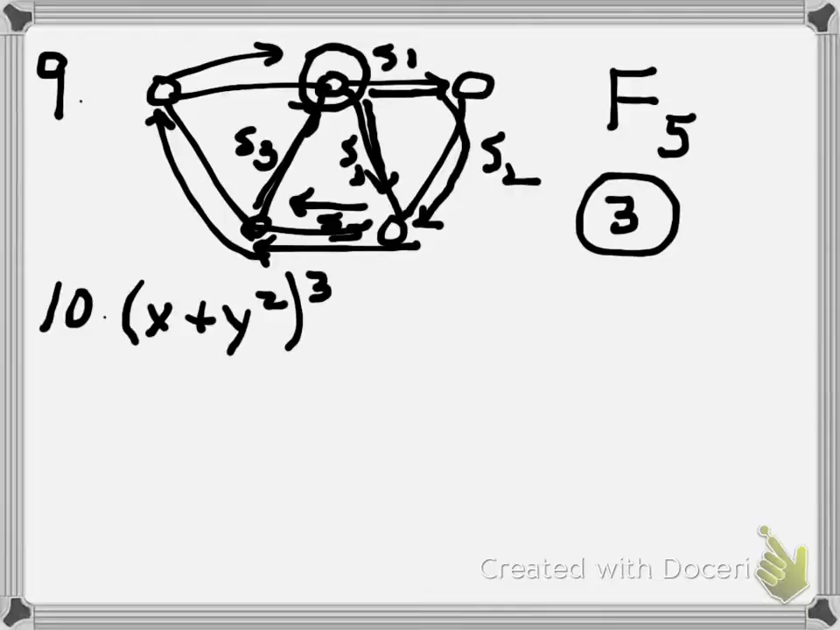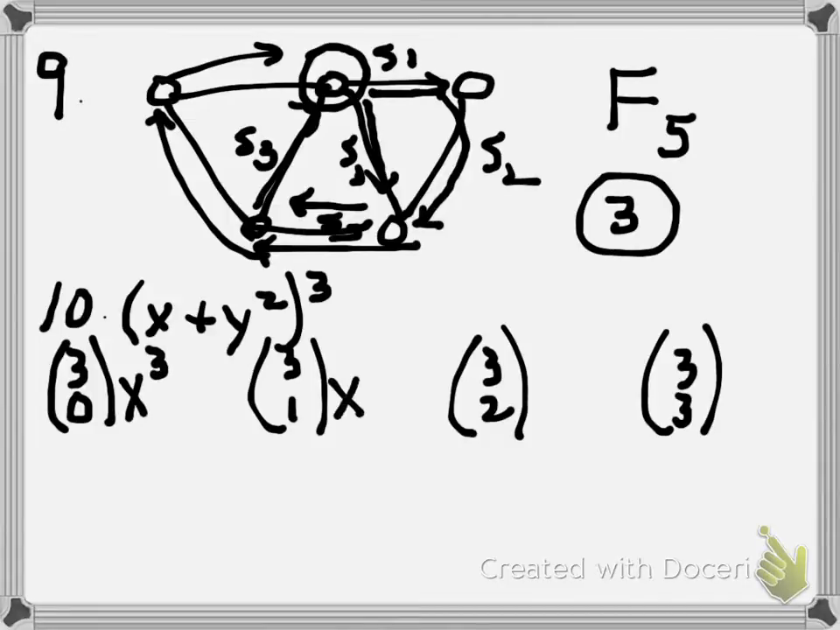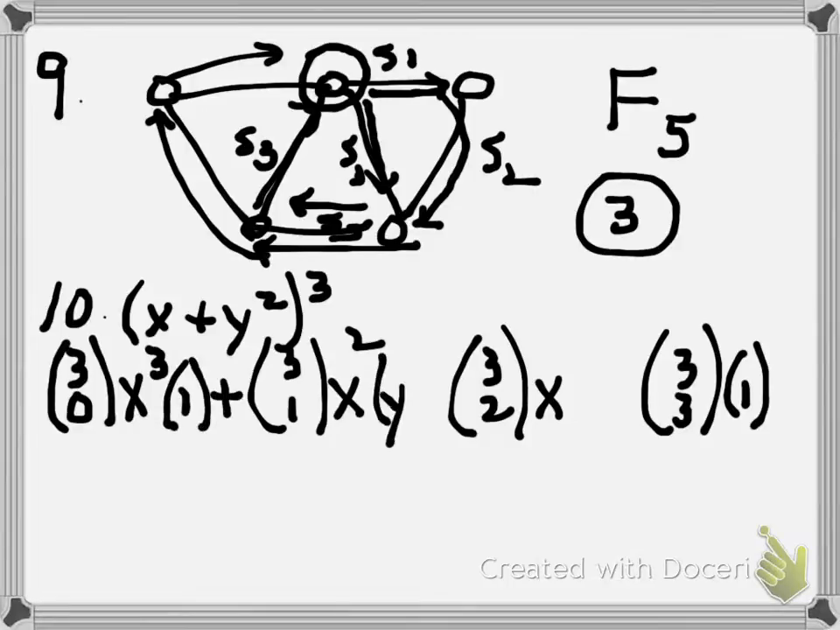Binomial theorem. So because it's the third power, there are 4 parts that we need here. Combination 3 choose 0, 3 choose 1, 3 choose 2, and 3 choose 3. Then there's also the first term in the expansion. You start at the highest power, x to the third, x to the second, x to the first, and x to the 0, which is 1. Then I have y squared to the 0, which is 1. Then y squared to the first. Then y squared to the second. And y squared to the third.